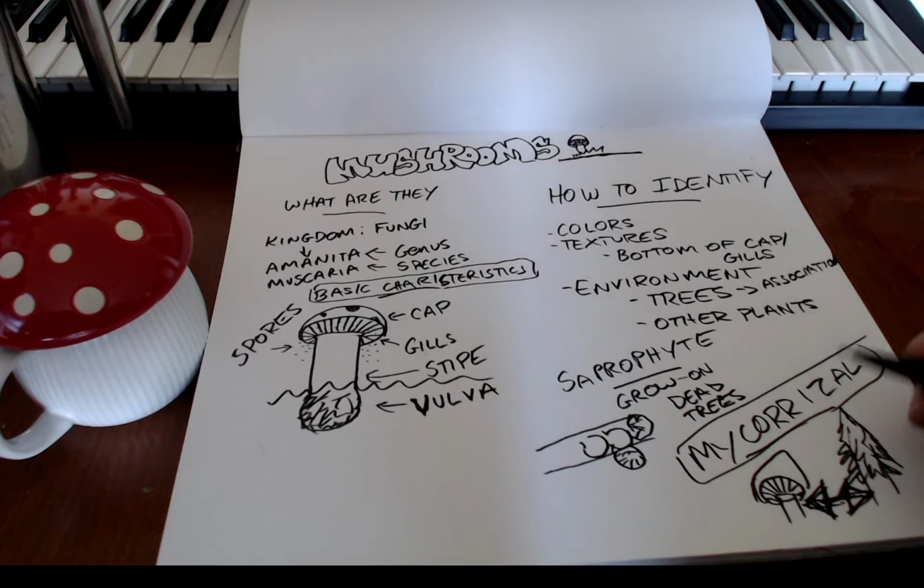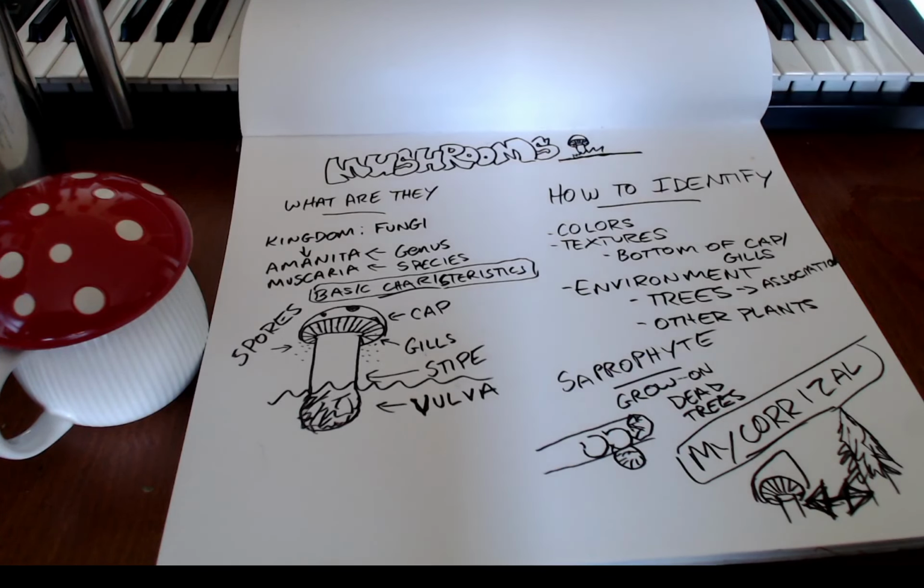Okay, so that's really important with identification too, because you know if you are in, say, a pine forest, you're going to be able to find certain types of mushrooms like porcini, or if you're in a Douglas fir forest, you're going to be more likely to find chanterelles, for example, things like that. Okay.